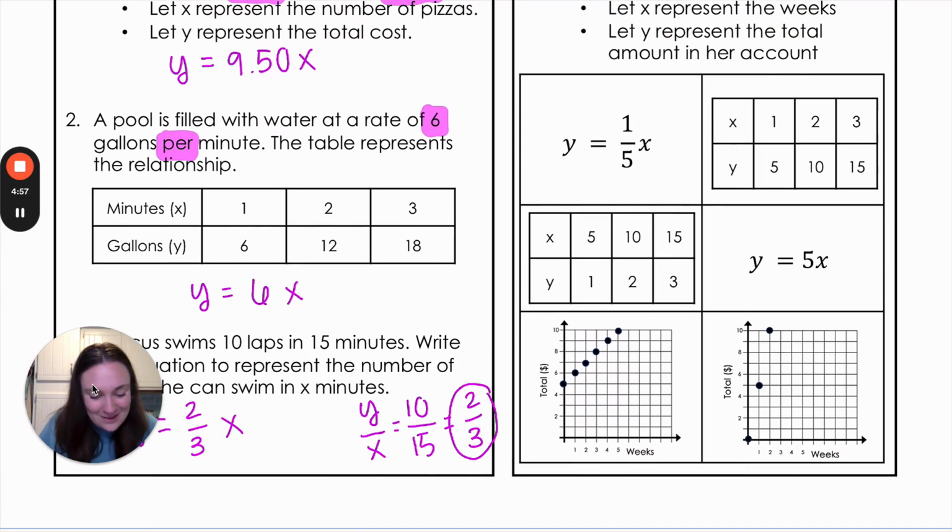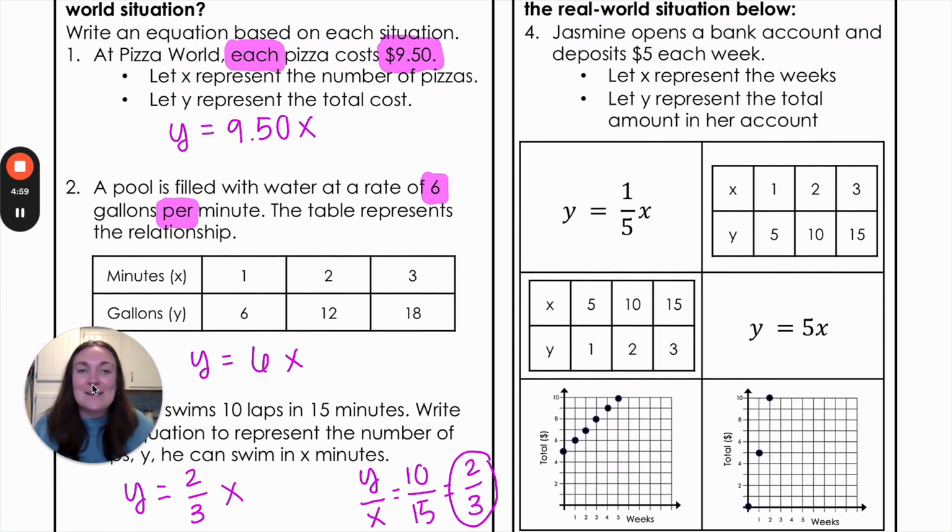Okay, our last problem that we have then is number 4 over here. Jasmine opens a bank account and she deposits $5 each week. X is going to represent how many weeks that she has, and then our Y is going to represent the total amount in her account. So we want to figure out all the different situations that are going to represent that. So first things first, we said $5 each week, right? So that means we're looking for my slope being 5.